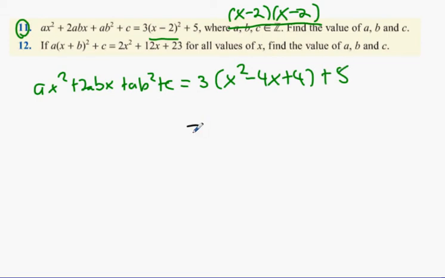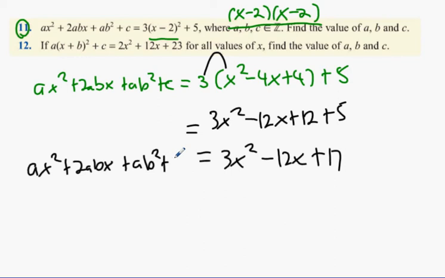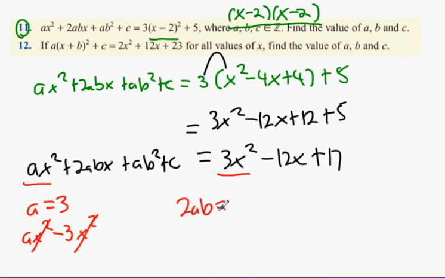After that, guys, 3x squared minus 12x plus 12 plus 5. 3x squared minus 12x plus 17 equals ax squared plus 2abx plus ab squared plus c. Finally, what's a? A equals 3 because ax squared equals 3x squared, x squareds cancel. 2ab equals what? 2ab ends up to be equal to minus 12.